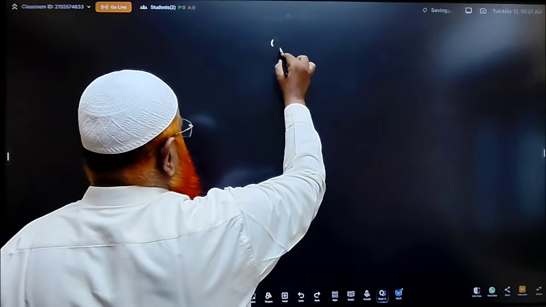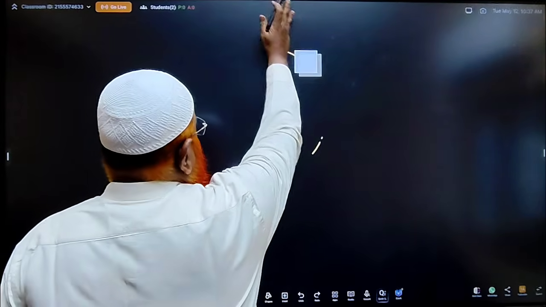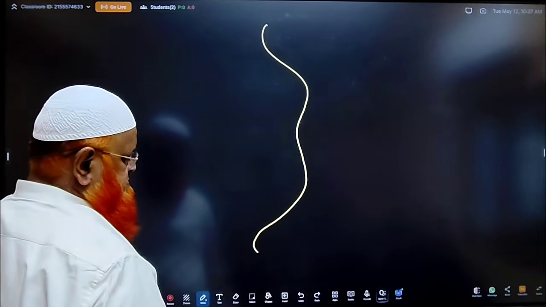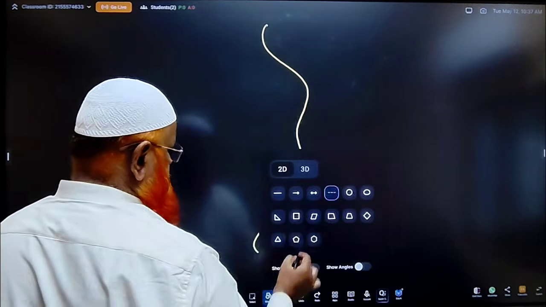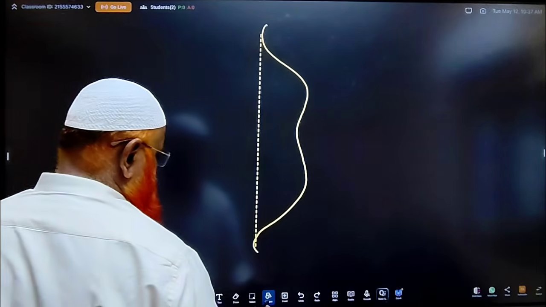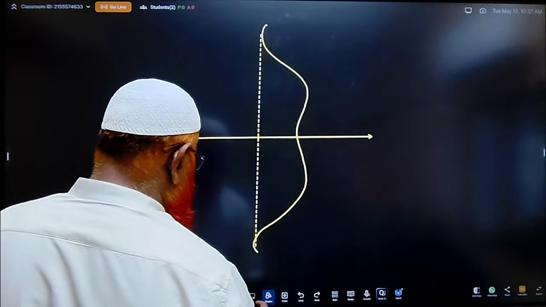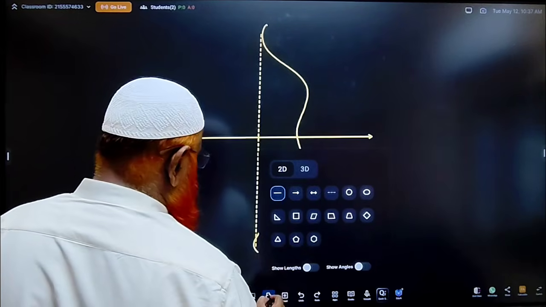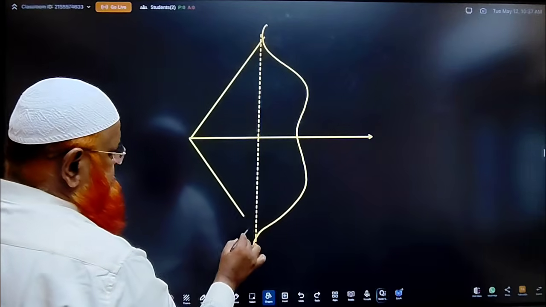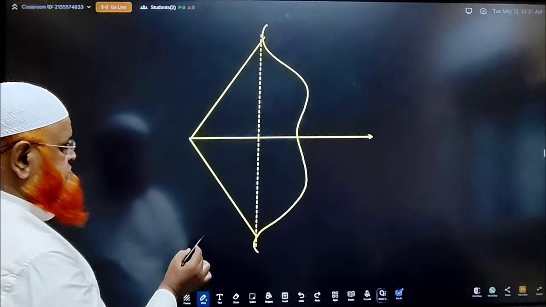You all know what this is. I'll give a proper shape, then only you will understand. What is this? A bow. Actually, this is a string, isn't it? But what am I doing now? I am plucking the string like this. Then what is going to happen?